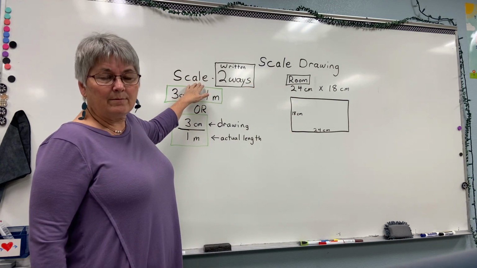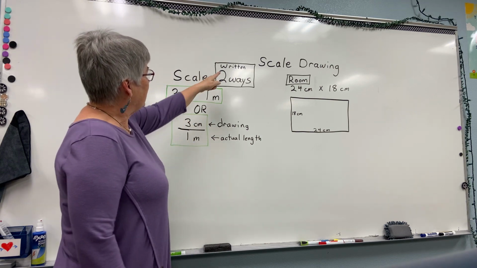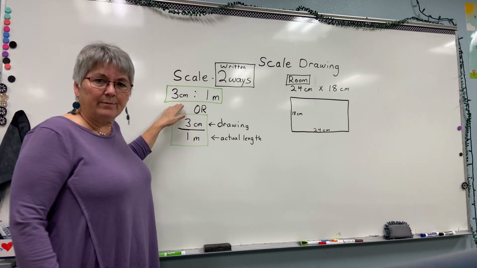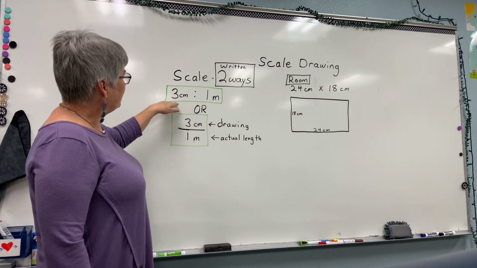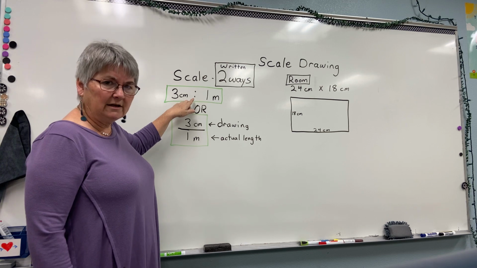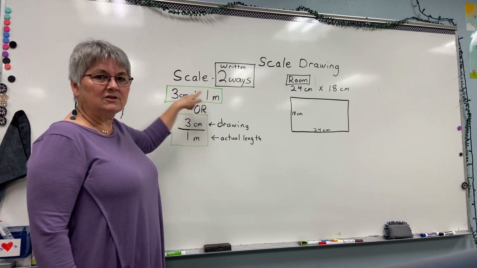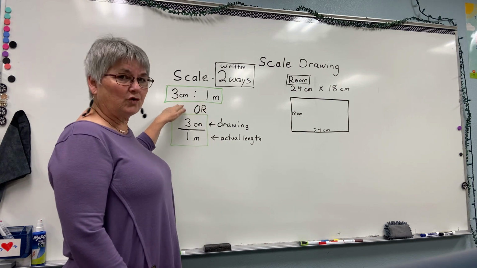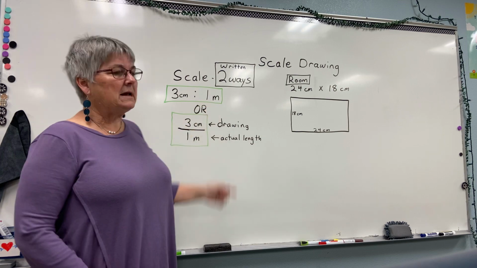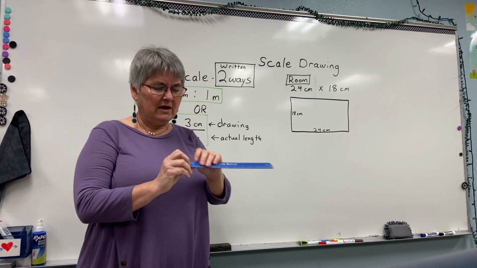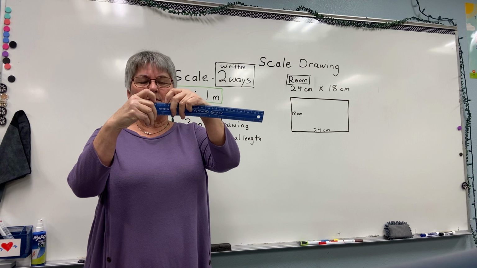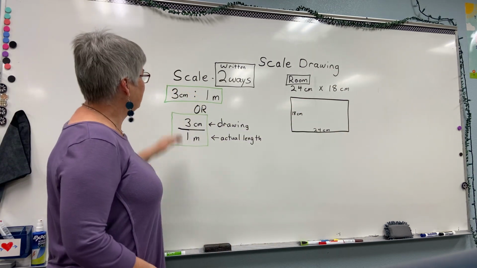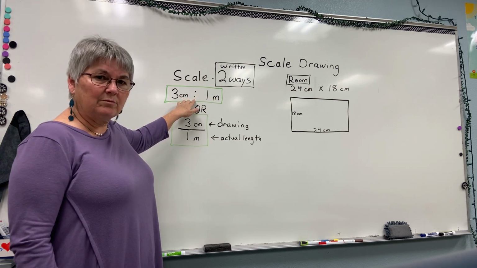A scale can be written in two ways. It can look like this. This is an example of a scale. 3 centimeters colon 1 meter. And that means 3 centimeters in the drawing is going to equal 1 meter in real life. So 3 centimeters on the drawing from here to here would equal 1 meter in real life. That's what that means. And it can look like this with a colon in between it.